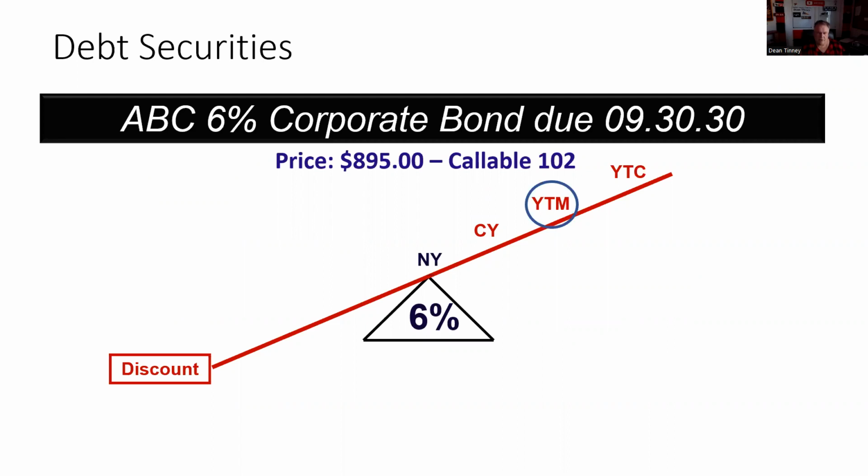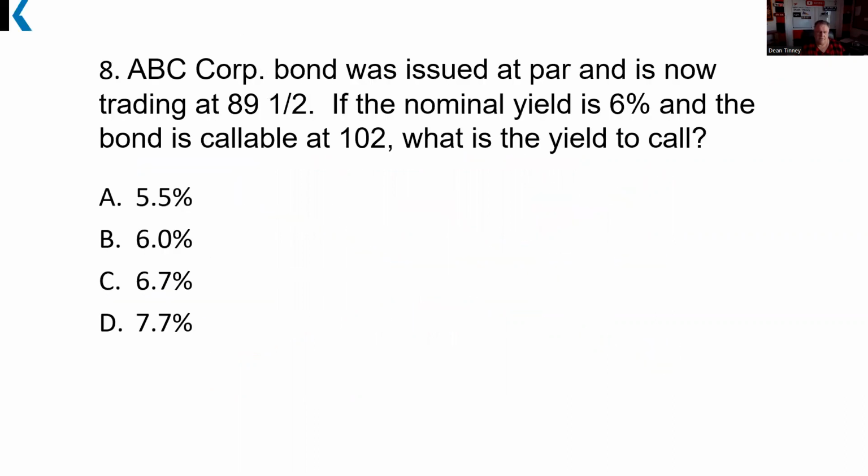And so what you need to do, again, is take a strategic pause and say, what can I figure out, or what am I held accountable to figure out? And you are held accountable to know that that's going to be something more than 6. And that math is testable. So we took 60 divided by 895. We found out the current yield was 6.7. So that means that the yield to maturity is something higher, and the yield to call is something higher still. Now, good news for us, right? We only had one answer, and that answer was 7.7.